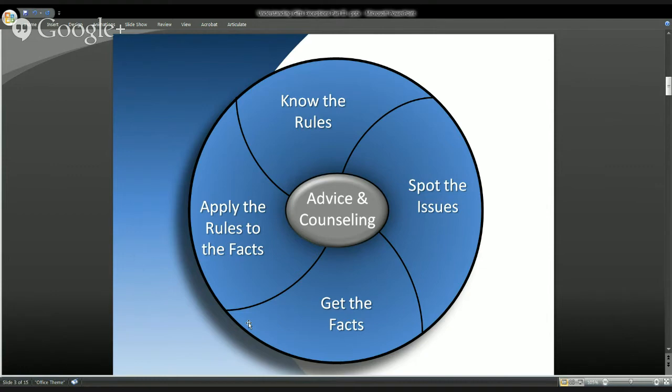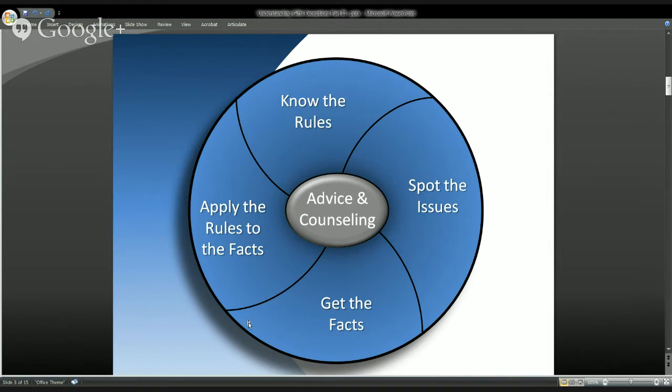You often have to, as you do your analysis after you've spotted the issues and you've gathered facts for it, and you've applied the rules to the facts, oftentimes your employee that you're providing advice and counsel to will come back and say, oh wait, I forgot to tell you this. And then you have to go back and ask some more questions, get some more facts, apply the rules a little differently based on that new information. So it's something that you often have to spin around several times.